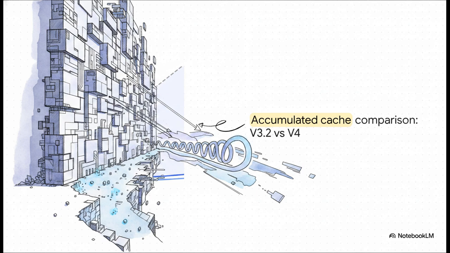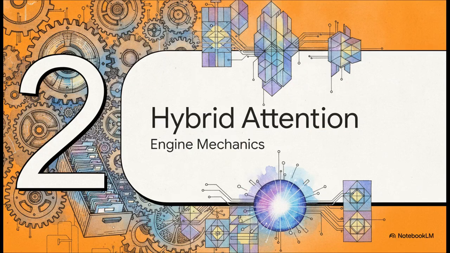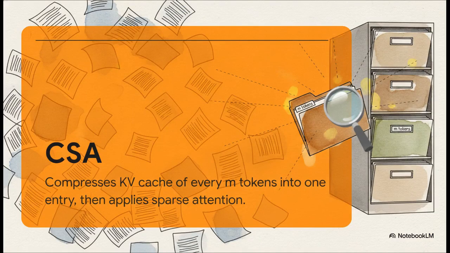But by altering the underlying architecture, DeepSeek V4 bends that curve, achieving a 9.5 to 13.7 times smaller accumulated KV cache. That physical reduction is what makes a 1 million token context mathematically feasible on standard H100 clusters. Section 2. Hybrid Attention Engine Mechanics. The core engine of this architecture treats the model as a physical system requiring novel data structures to avoid running out of memory. The first mechanism is compressed sparse attention, or CSA.